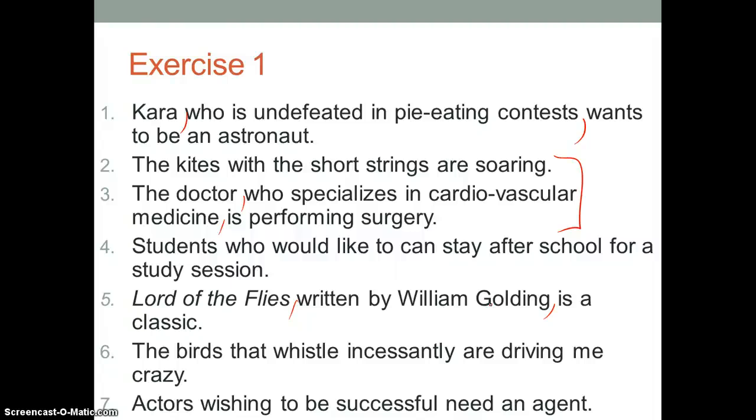And number 7 reads, actors wishing to be successful need an agent. Clearly that's an essential phrase because it's telling you which actors, not just any actors need an agent, but those wishing to be successful need an agent. So we're going to leave the commas off of number 7.